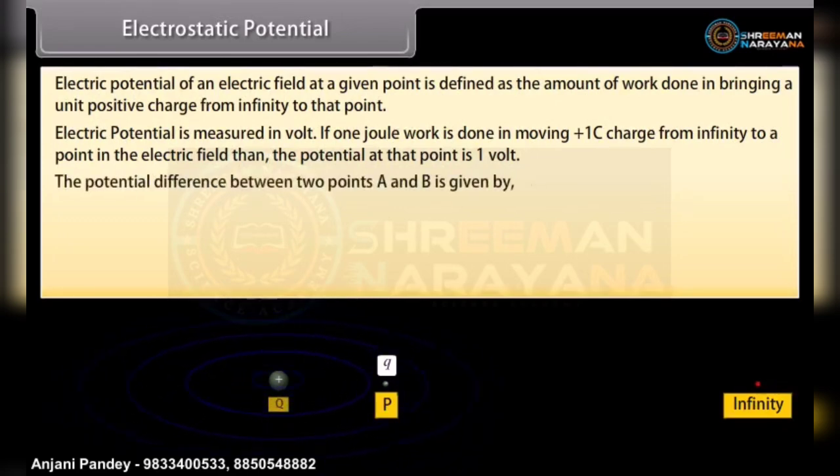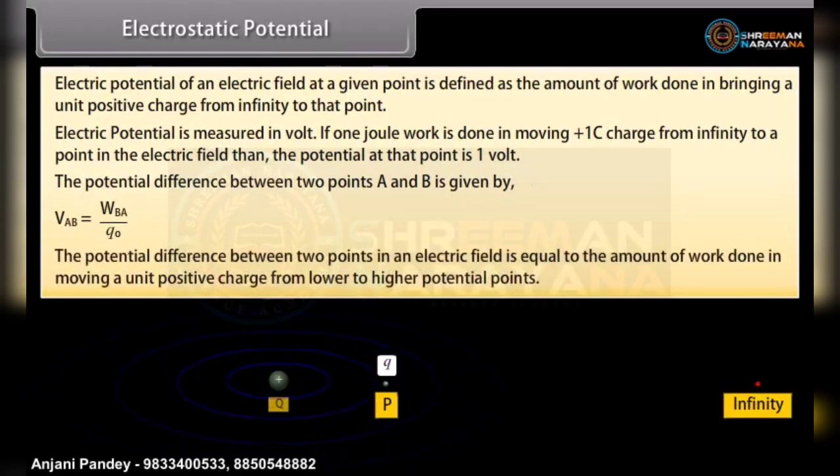The potential difference between 2 points A and B is given by V_AB = W_BA / q_0. The potential difference between 2 points in an electric field is equal to the amount of work done in moving a unit positive charge from the lower to the higher potential point.